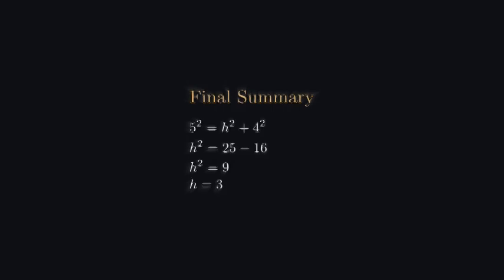To summarize, 5 squared equals h squared plus 4 squared, so h squared equals 25 minus 16. H squared equals 9. H equals 3. The key equations are shown on the screen.